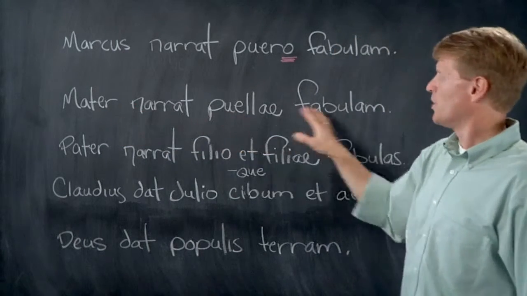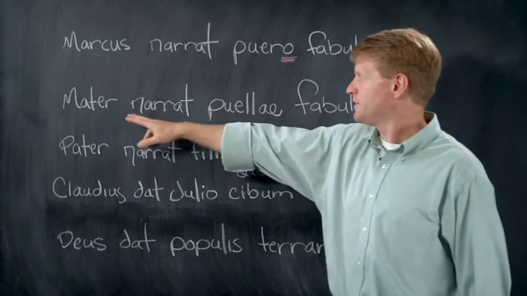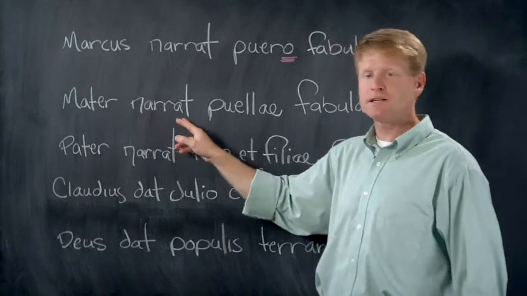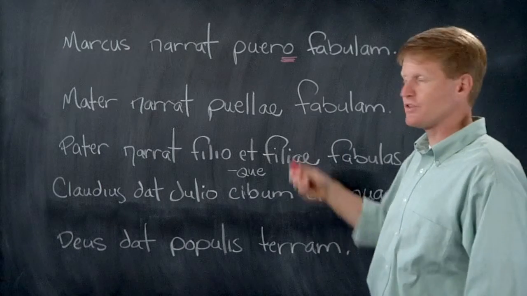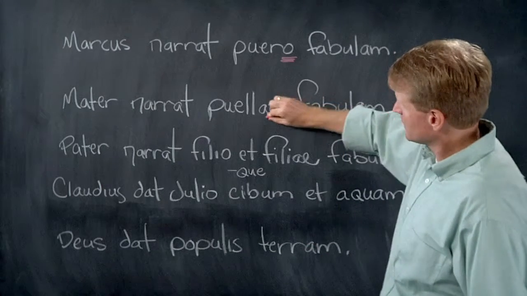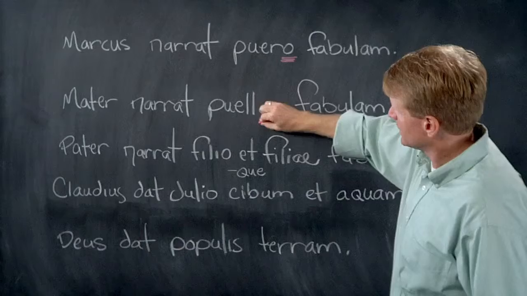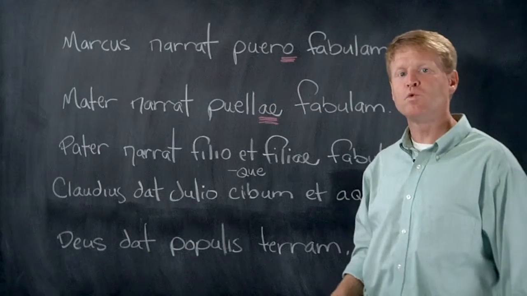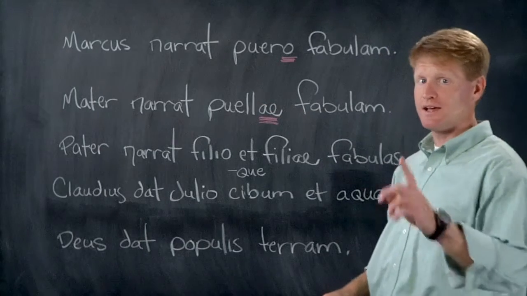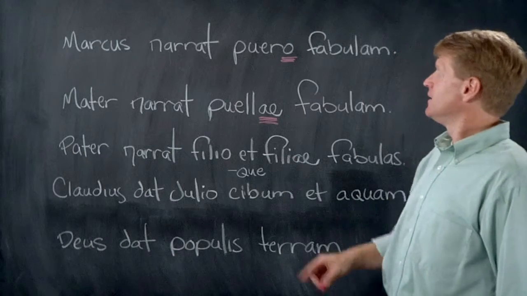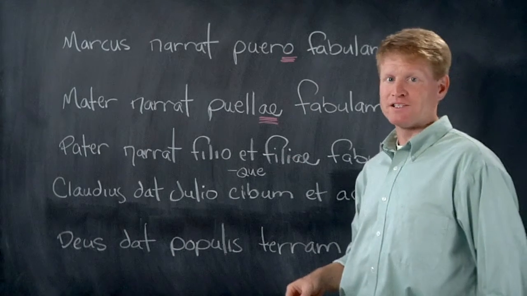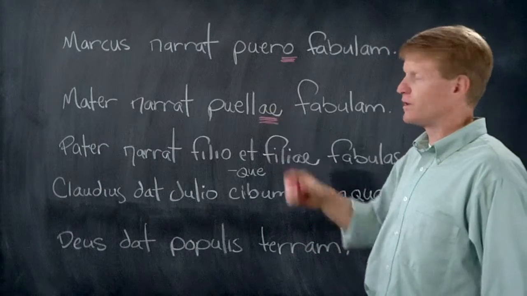Mater narrat puelle fabulam. Mom is also telling stories. Mater narrat, mom tells. The fabulam, to whom does she tell this story? Whatever the story is. There it is again. Dative case. Puelle. She's telling a story to a girl. If it was more than one girl, it would be puellis. If it was more than one boy, it'd be pueris. But it's one boy, puero, and one girl, puelle.